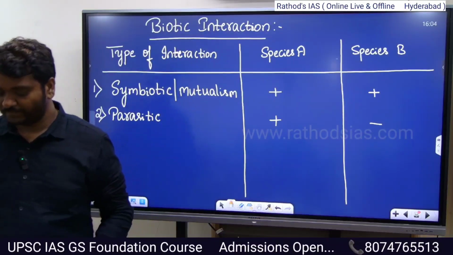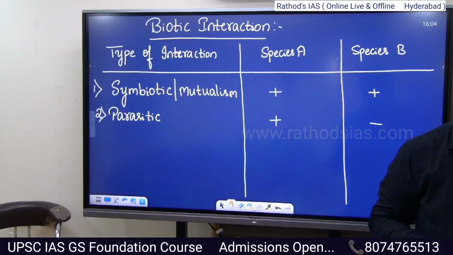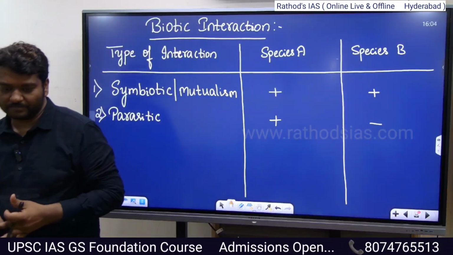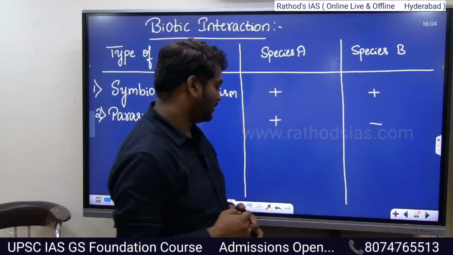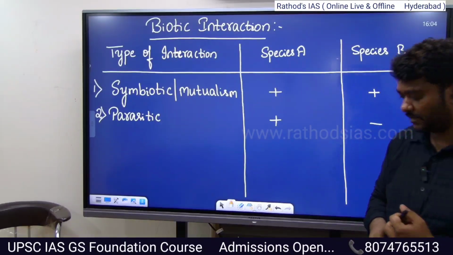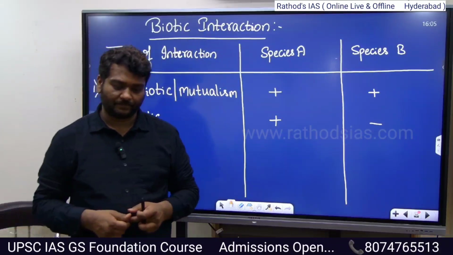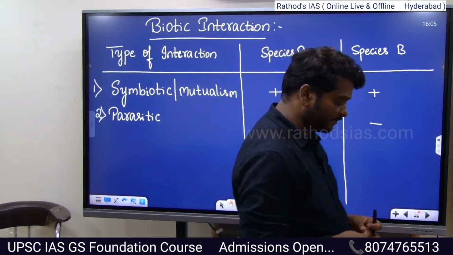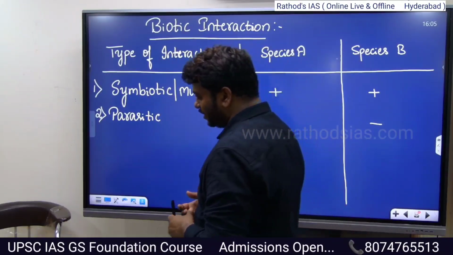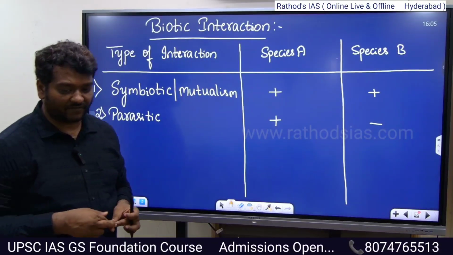Example, viral infections are parasitic because the virus gets benefited and the organism is affected.